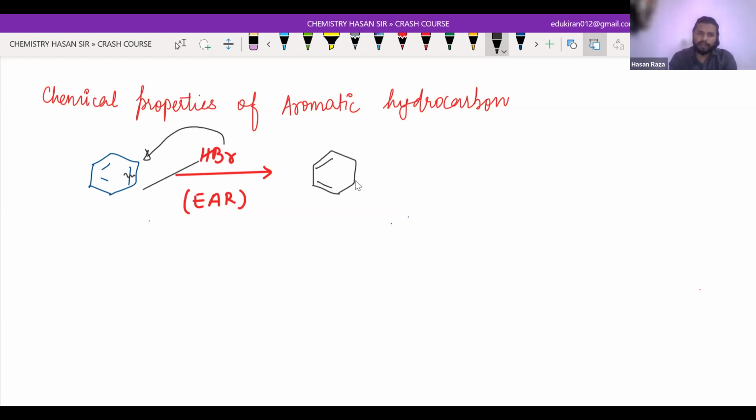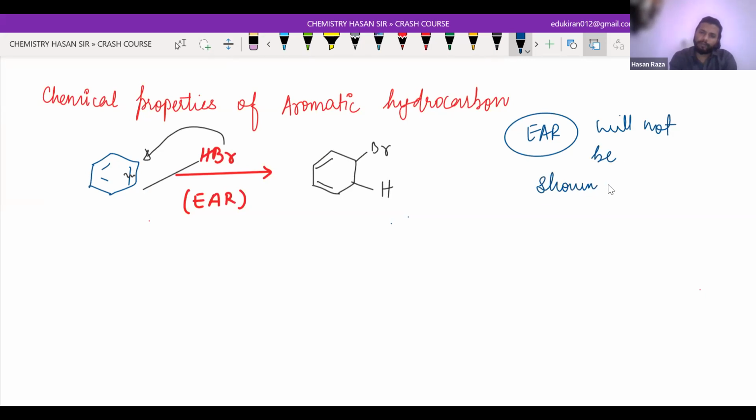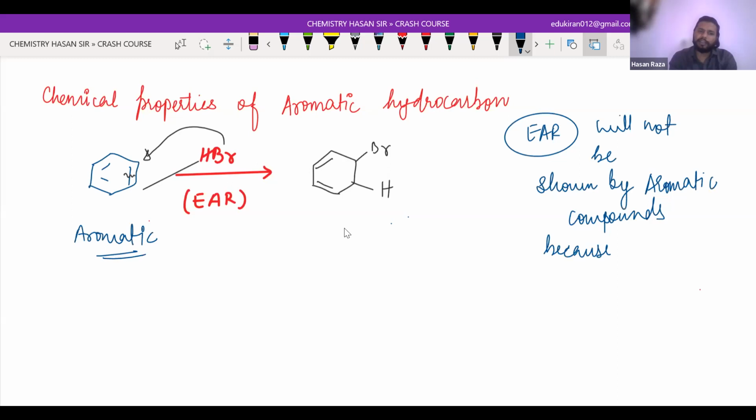So it is like this. Let's say bromine is here and hydrogen is here. But always remember, electrophilic addition reaction will not be shown by aromatic compounds. Why is it so? Because you can see here it is aromatic, that means it is stable, and here it is non-aromatic. That means it loses its aromaticity.